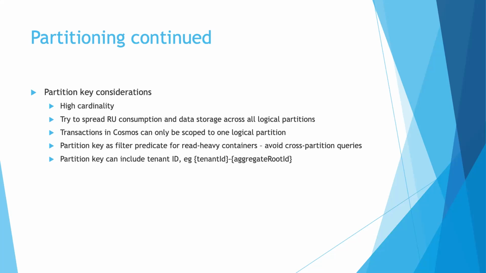As an example, a partition key can include a tenant ID. We could have a synthetic, concatenated partition key where we've got tenant ID with a hyphen and then an aggregate root ID. For those doing domain-driven design or familiar with it, the identifier of an aggregate root might be a very good choice of partition key as well.